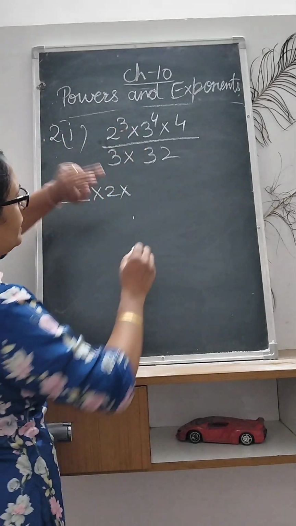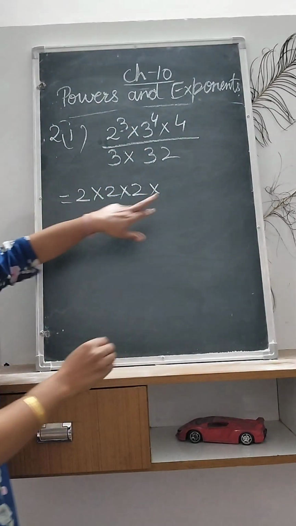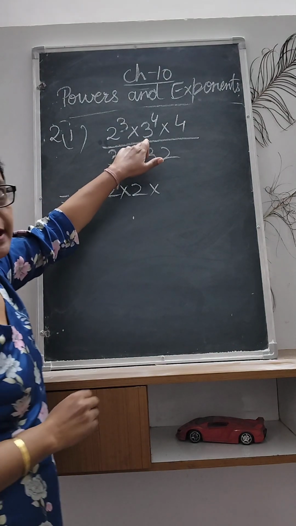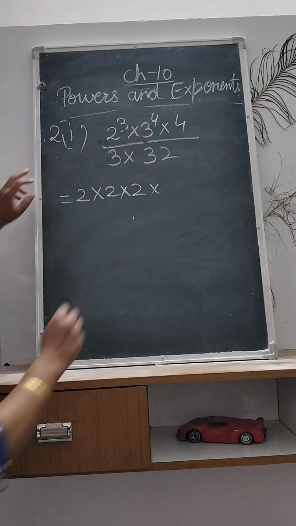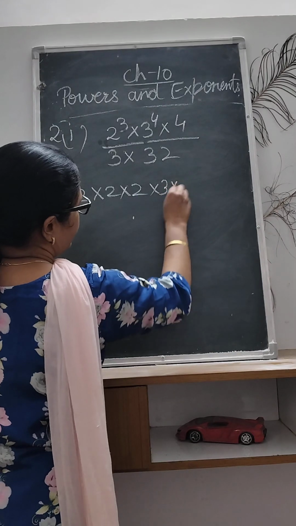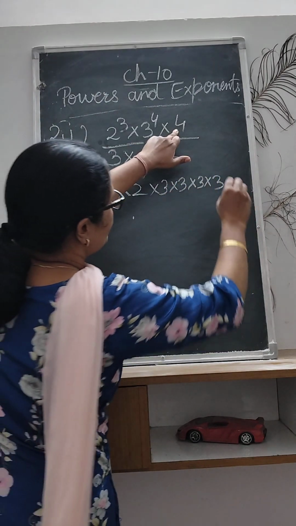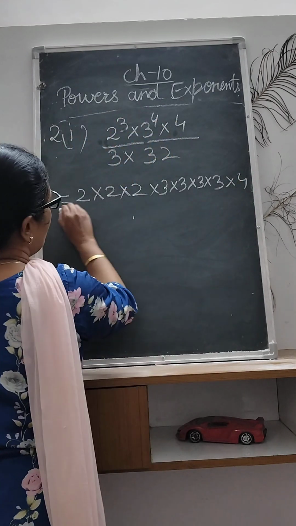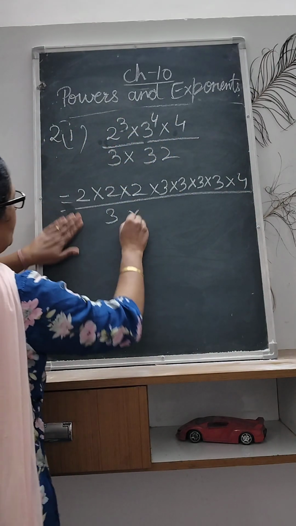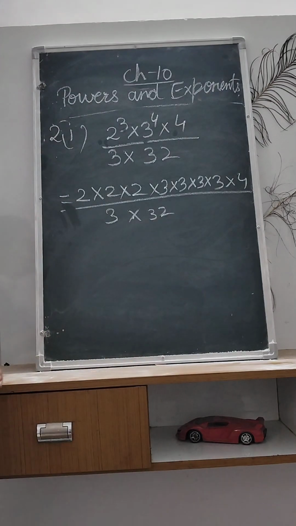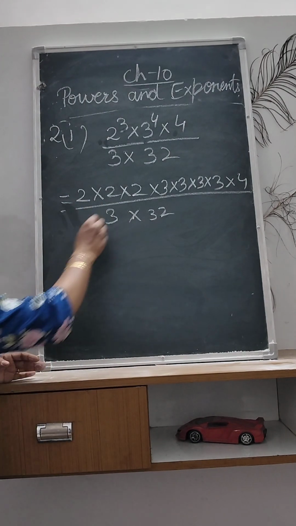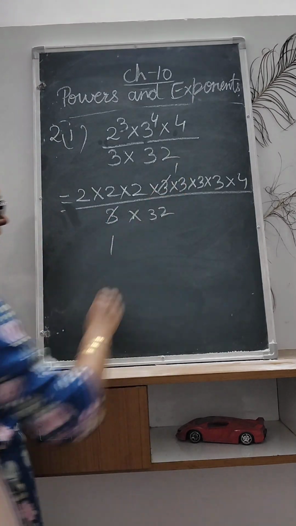Okay, 2 is how many times? 3 times. So we have written 3 times 2. Now 3 is coming how many times? 4 times. So we will write 3 four times. And this 4 will come upon 3 into 32. Now it becomes very easy for you to simplify and solve it. So 3 ones are 3, 3 ones are 3.